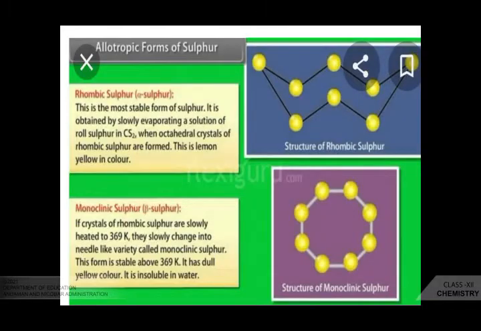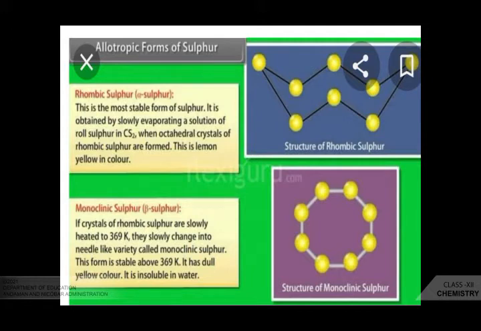Next slide is the allotropic forms of sulfur. You can see the slide, children. First is the structure of rhombic sulfur, another is the structure of monoclinic sulfur. Rhombic sulfur is the most stable form of sulfur, as already explained.